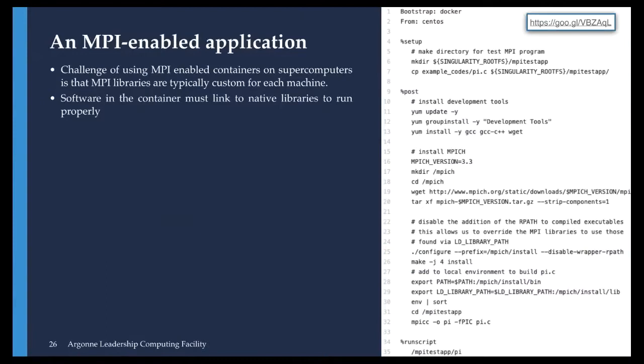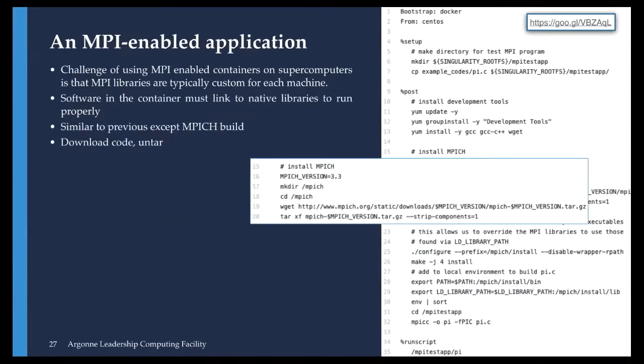So let's see. The challenge of using the MPI-enabled containers, of course, on systems like Theta and Cooley, is we have custom MPI libraries that enable the use of the Cray high-speed interconnects that connect all of our nodes together. So just compiling MPI in your container isn't sufficient. You need those custom libraries that are provided by Cray and sit on our file systems. So I'll show you how to build MPI into your container in such a way that you can override the container's version of MPI with the local version of MPI.